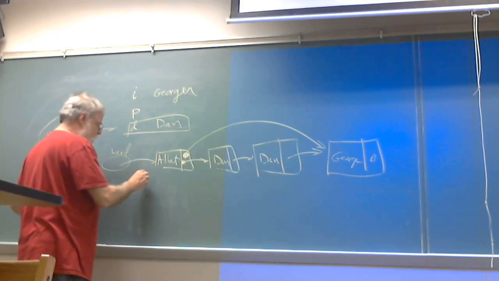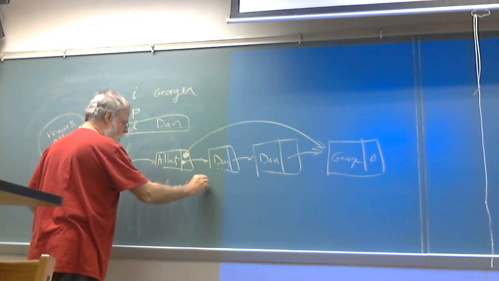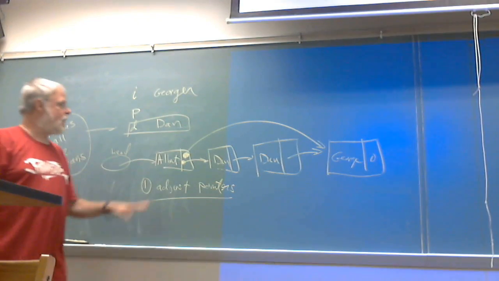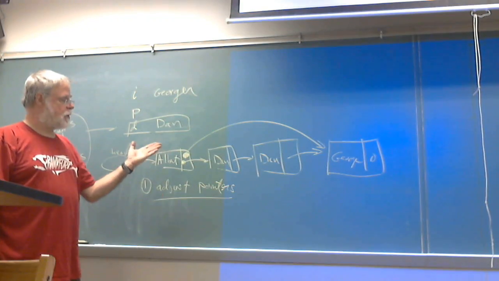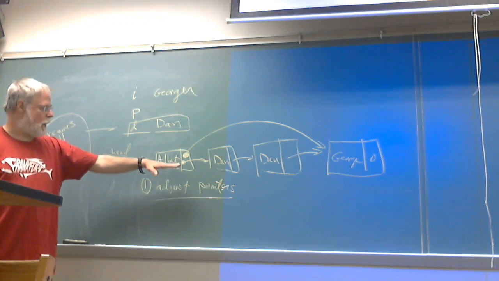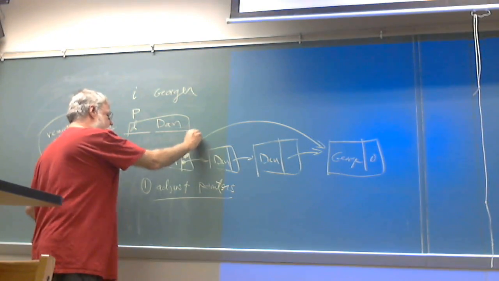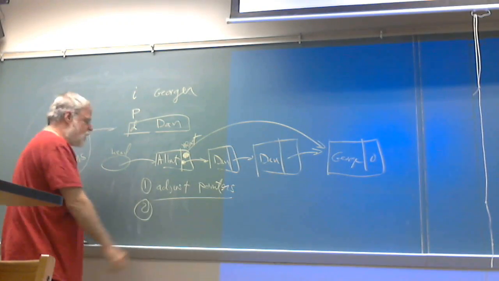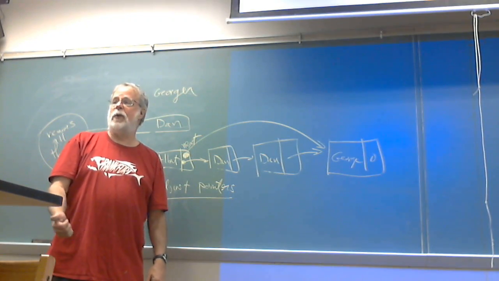So one thing is we need to adjust pointers, and the purpose of adjusting the pointers is to leave out, if the command is delete Dan, the adjustment of the pointers is to leave Dan out of the list. So Albert is right before Dan, so its next field here needs to be changed. That's part of it. And the second thing that you have to do is that these boxes with Dan in them have to be returned to the operating system.